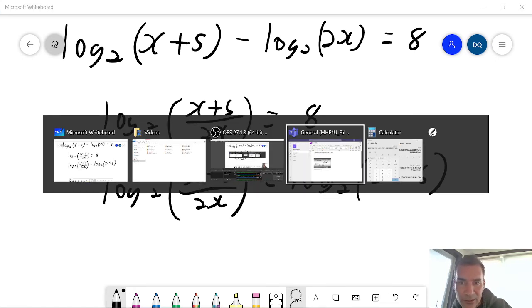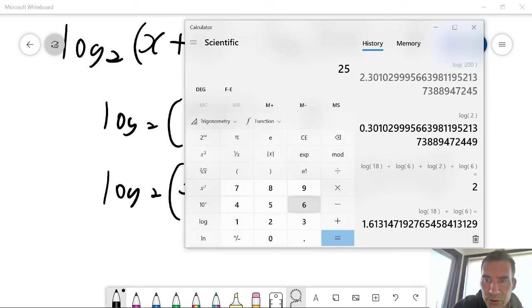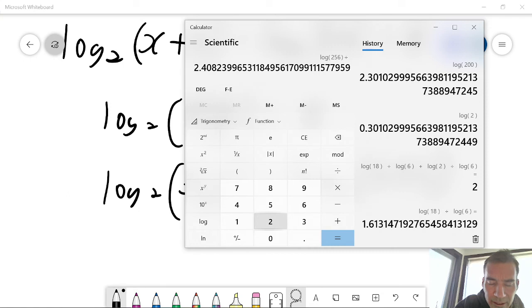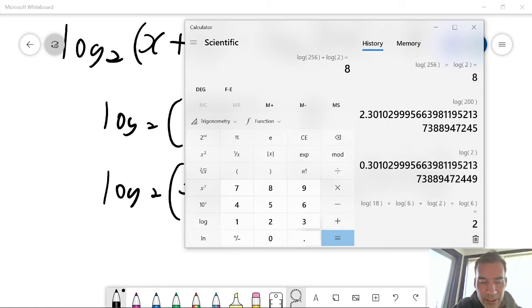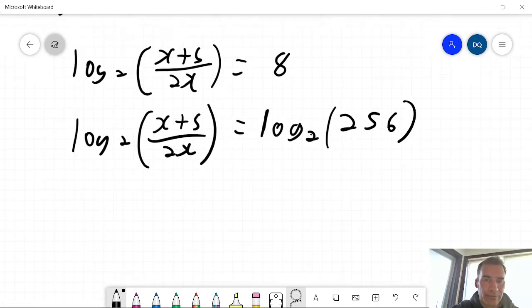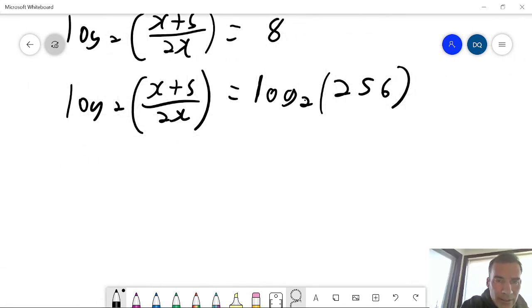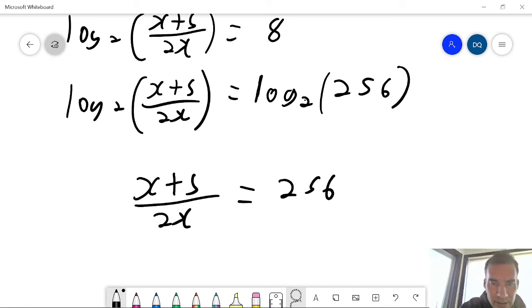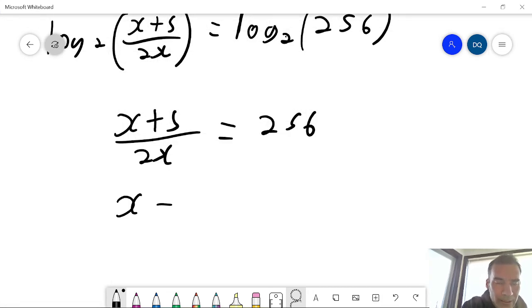Let's verify that. I'll just run that through the calculator. If I take 256's log and divide it by the log of 2, that gives me 8. So yeah, 8 is the base 2 log of 256, because 2 raised to the exponent 8 gives you 256. That's where you get that from. Alright, so now from here I can say that x plus 5 over 2x is equal to 256, or x plus 5 is equal to, that's going to be 512x.